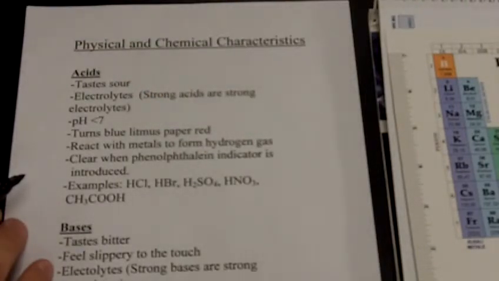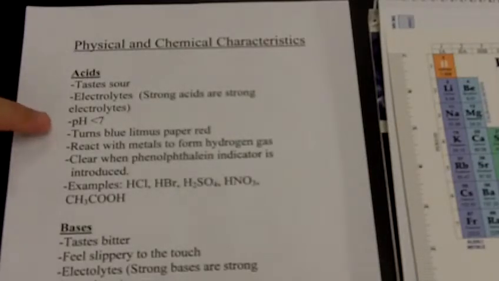What about pH? Well, as it turns out, we're going to talk a lot more about the pH scale for acids and bases in a little while. But before we do that, I do want you to know that the pH of all acids is less than 7. Less than 7. How do we test that?